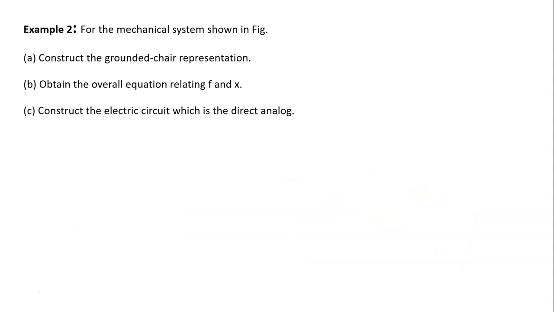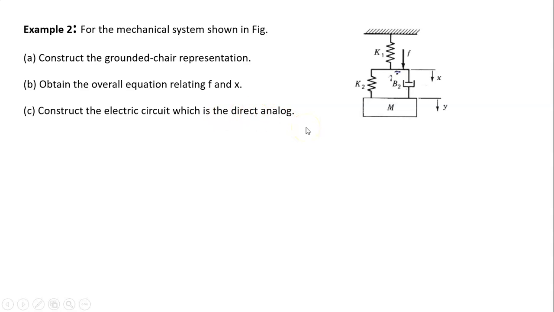Now next problem, example 2. For the mechanical system shown in the figure, first construct the grounded chair representation. Second, obtain the overall equation relating f and x. Third, construct the electric circuit which is the direct analog. Therefore, this is our diagram.